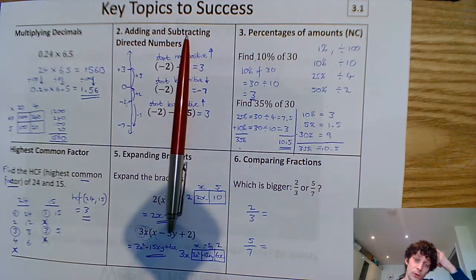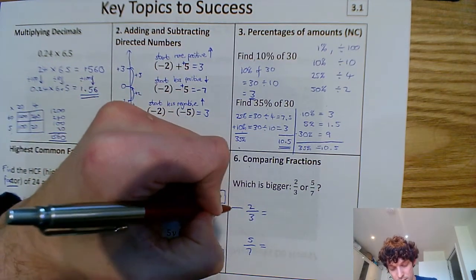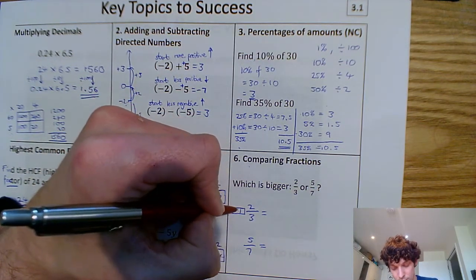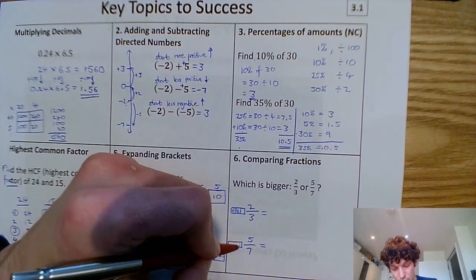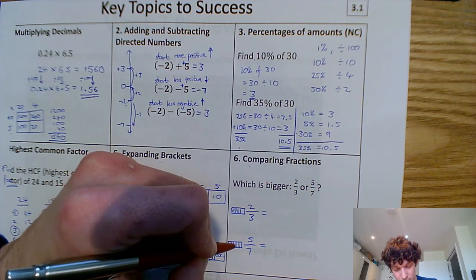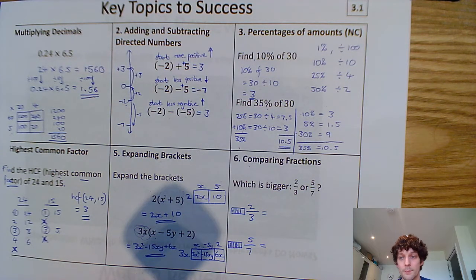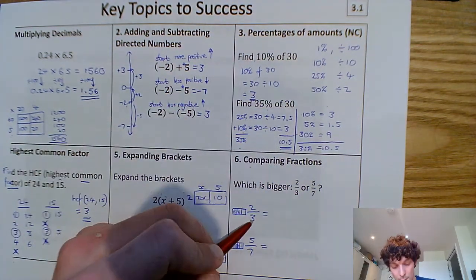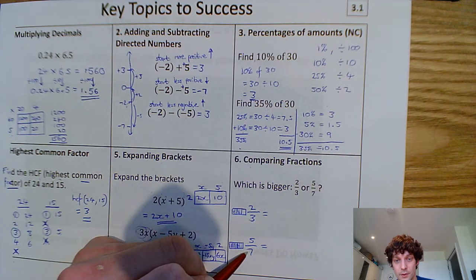Okay, so if I imagine having a whole, splitting it into 3 parts, that would be 2 of them. Here, I'd be splitting my whole into 7 parts, and I'd have 5 of them. It's not immediately clear which of those would be bigger. So what I'm going to try and do is split them into equal groups. So I'm looking for a common multiple of 3 and 7.